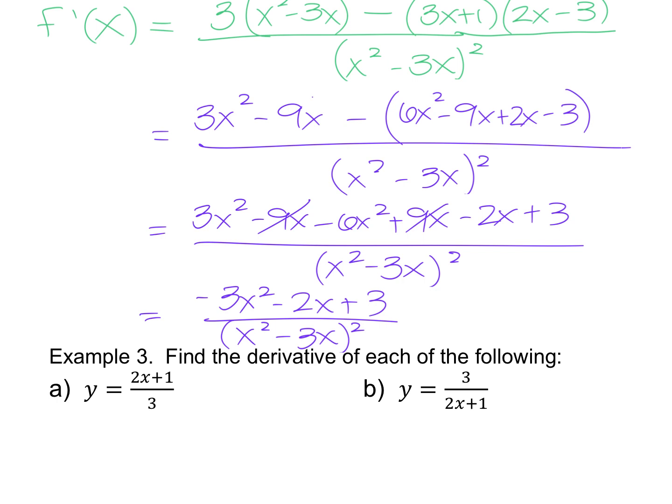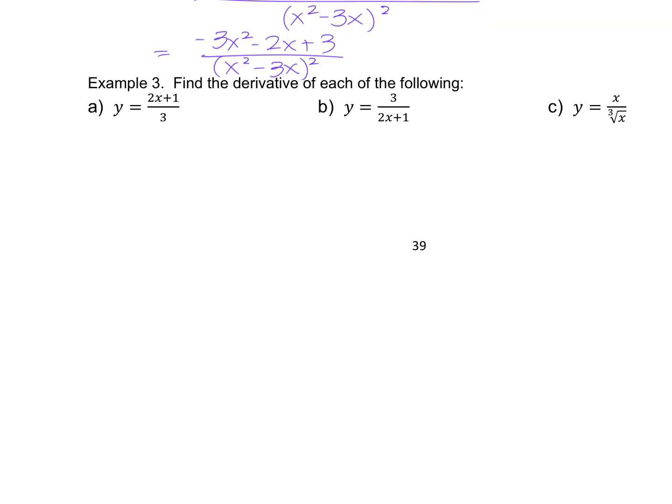Yes, ma'am. Some of the functions in example 3 need the quotient rule. Some of them do not. Okay? I want you to look at A, B, and C. If there is any way that you can simplify A, B, or C so that you do not have to use the quotient rule, you should do that. So does anyone see any of those 3 that you would not have to use the quotient rule on? C. Why C?